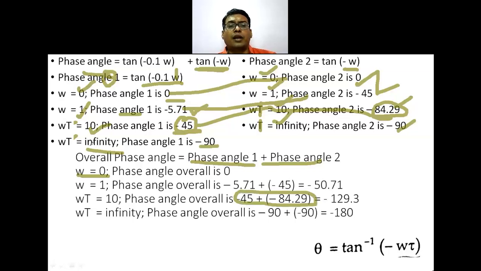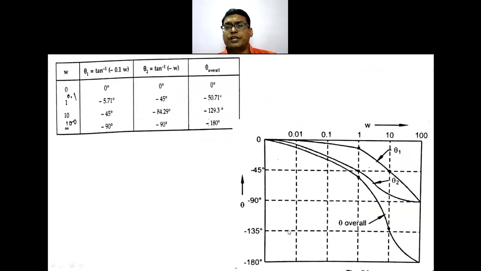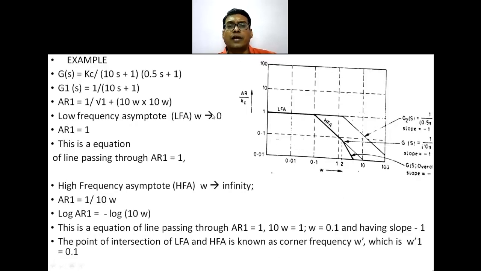Similarly, for omega tending towards infinity, this value of phase angle 1 of minus 90 is added with this phase angle 2 value of minus 90, as written here. So this can also be written in tabulated form: omega 0, 1, 10, infinity. Then theta 1 is tan inverse of minus 0.1 omega and theta 2 is tan inverse of minus omega. So substituting all these values and adding them, you will get the overall values.